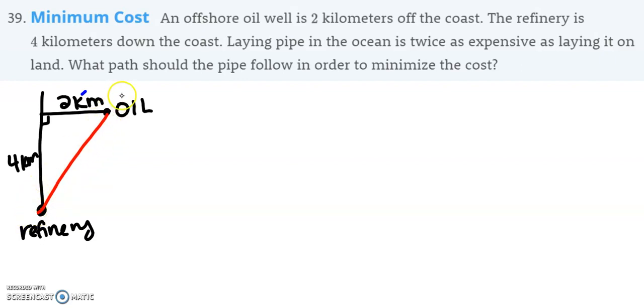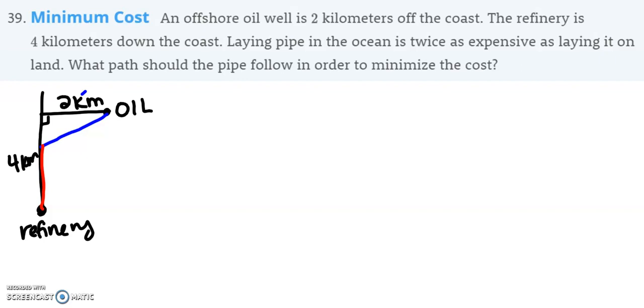You could cut over and then down, but now that's 6 kilometers worth of materials. That's also pretty expensive. So what we are trying to do is figure out where I should dig underwater versus where I should trudge underneath the land. So I'm trying to minimize that path.